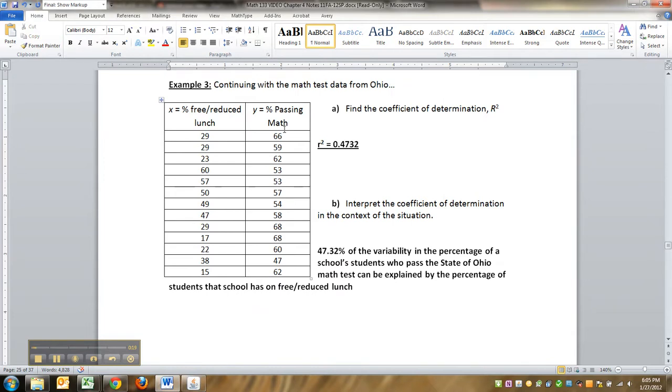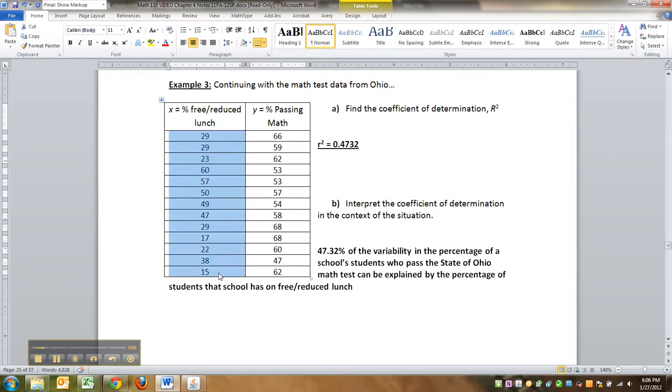That means that 47% of the variability in the percentage of school students who pass the state of Ohio math test. So remember, that's what this is. This is a percent of students in a particular school that can pass this test. They're not the same, right, from school to school. So some schools are 66 and some schools are 53. But why are they up and down like that? Well, 47% of that up and downness can be explained by the percentage of students that have free reduced lunch.